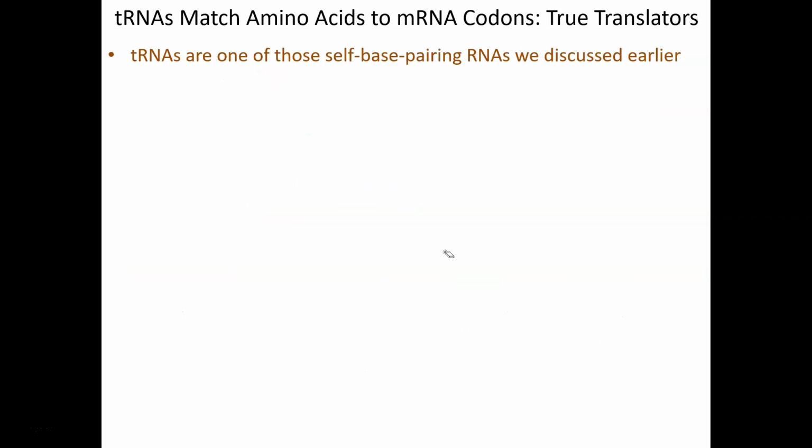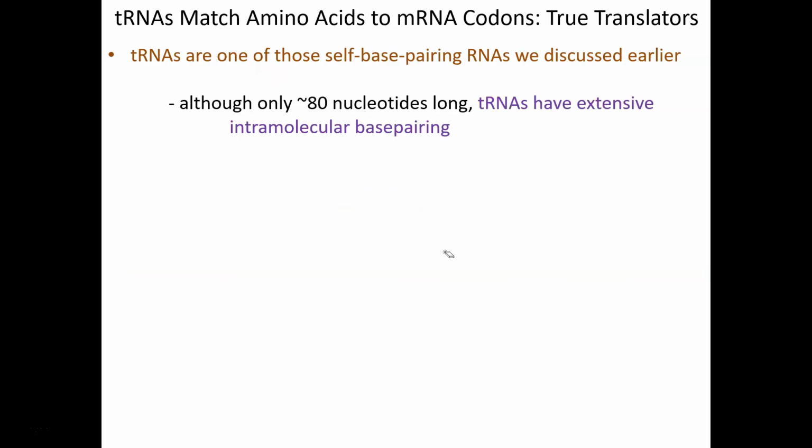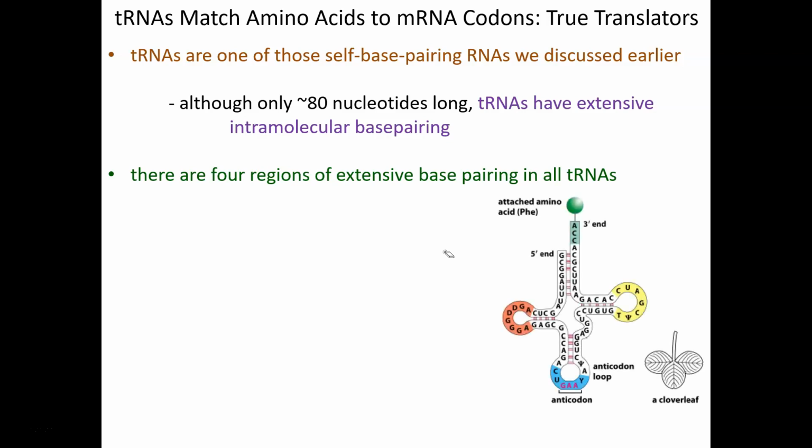tRNAs are one of those self-base pairing molecules we talked about earlier. Each one is a single strand of RNA, but it has intramolecular base pairing. About 80 nucleotides long, but it base pairs within itself quite a bit. And there are 4 regions of extensive base pairing that forms what we call this cloverleaf structure. So here's the beginning of the tRNA. We can see even at its beginning it's base paired into this stem. And then we go into a second stem here. Here's a loop region in orange. There's the rest of the complementarity for the second stem.